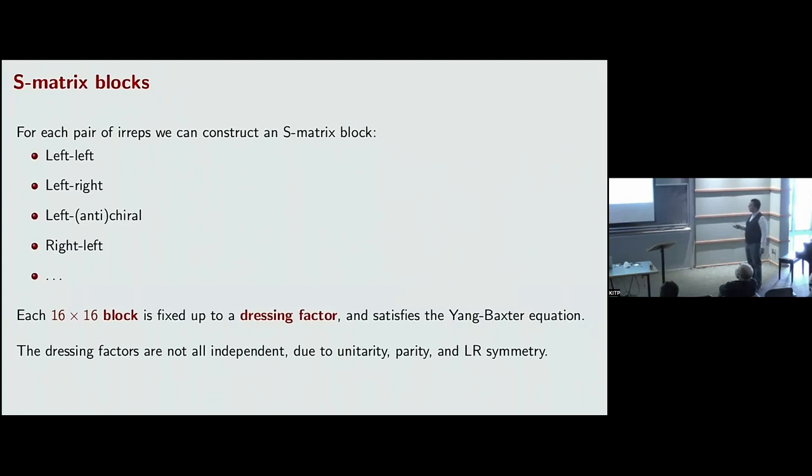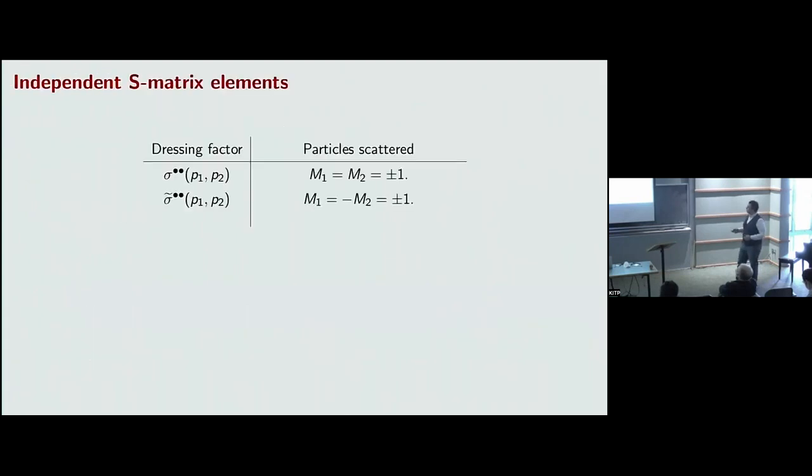So at the end of the day, let me just tell you, for particles of fundamental character, so particles that are either of mass equal 1 or minus 1, what dressing factors do I get? I get one dressing factor when the particles have both plus 1 or both minus 1 mass, or U1 charge, I should say better, and another one when they have opposite U1 charge. Then I get one for when one is massless and the other is massive, regardless of whether it is left or right. There is another one which is related by unitarity, but I just write it, but it's not independent.